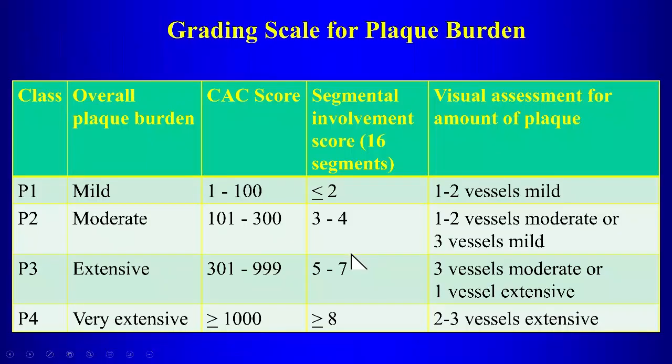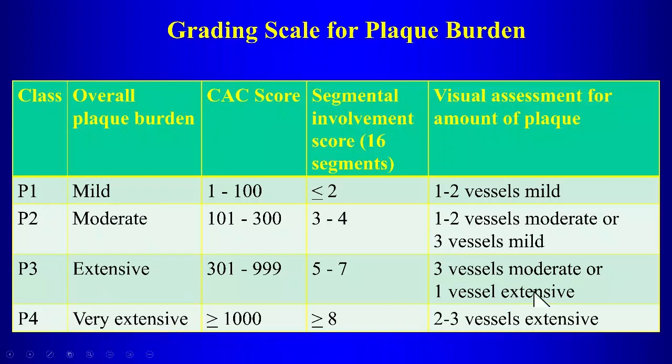Okay. Now they've also introduced in the new scoring system, you're supposed to assess the plaque burden, right? So an easy way to do it is to just use the coronary calcium score. Okay, and they give you the coronary calcium scores, and then you can assign these modifiers as far as plaque burden going from mild to very extensive.